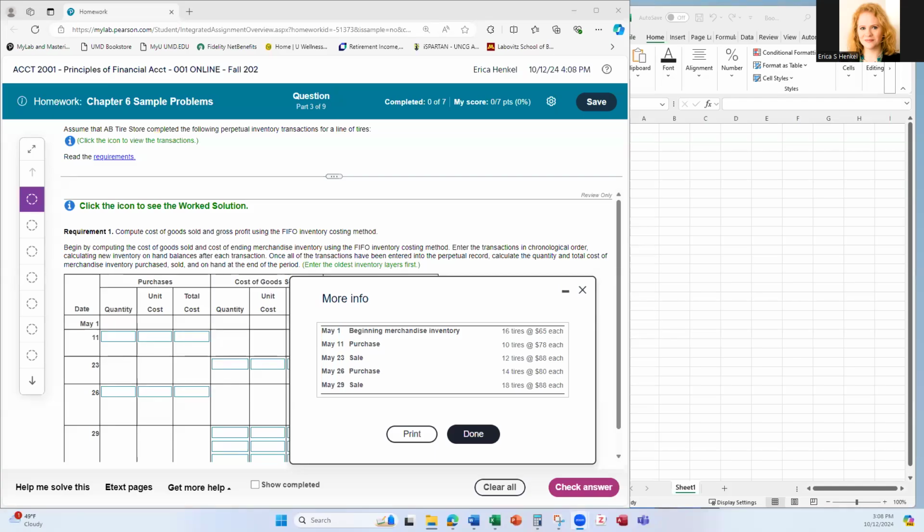Hello, class, and welcome to part one of the Chapter 6 sample problems. I'm going to walk through the very first example of an inventory unit flow from the first question.